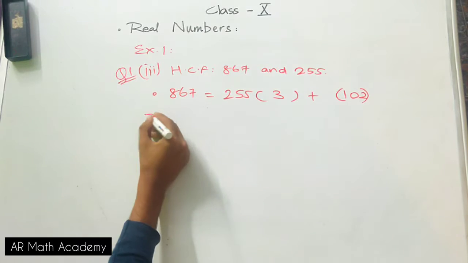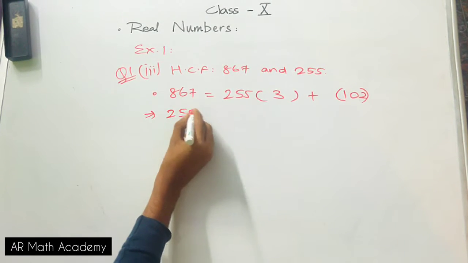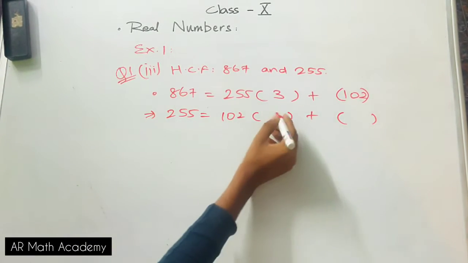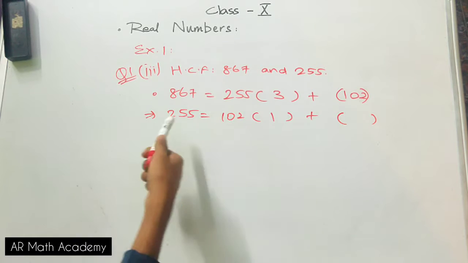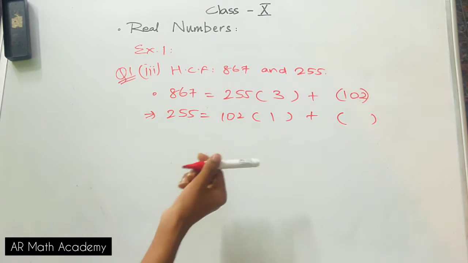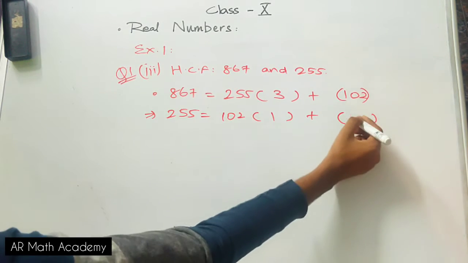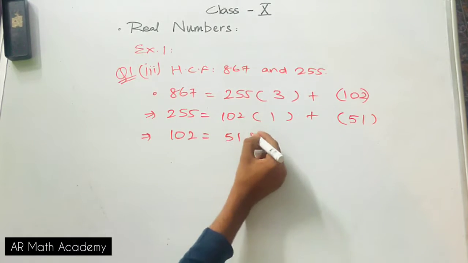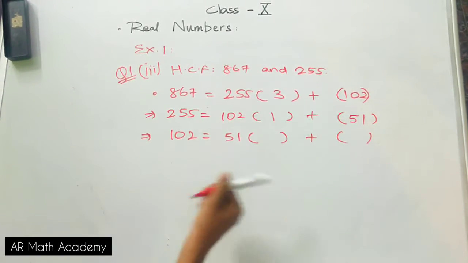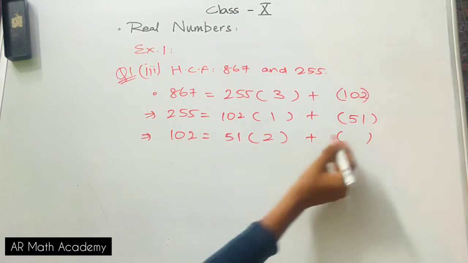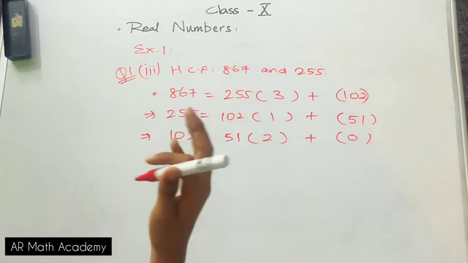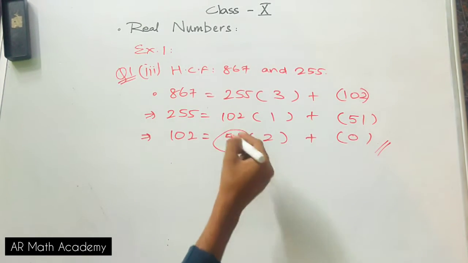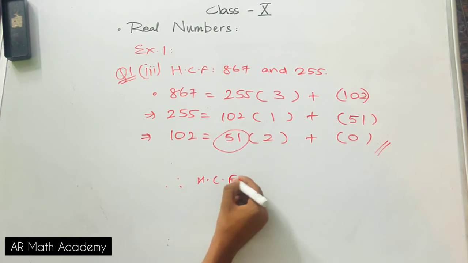So again, you know what to do. Take this as your a: 255 equals 102 times something plus another number. So what will this be? 102 times 1 is 204, and now your remainder will be 51. So again, take 102 as a: 102 equals 51 times something plus another number. So 51 times 2 will give us 102 plus 0. Now as you ended with this step where you get the remainder as 0, what is your HCF? HCF is 51. Therefore the HCF of these two given numbers is 51.